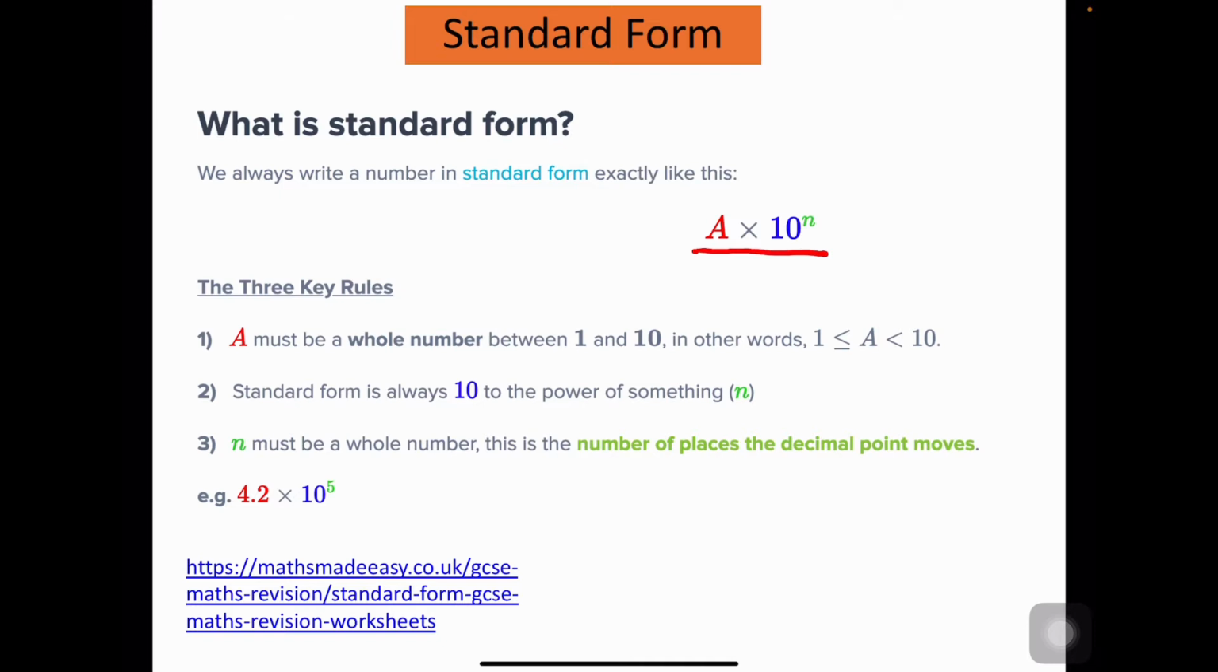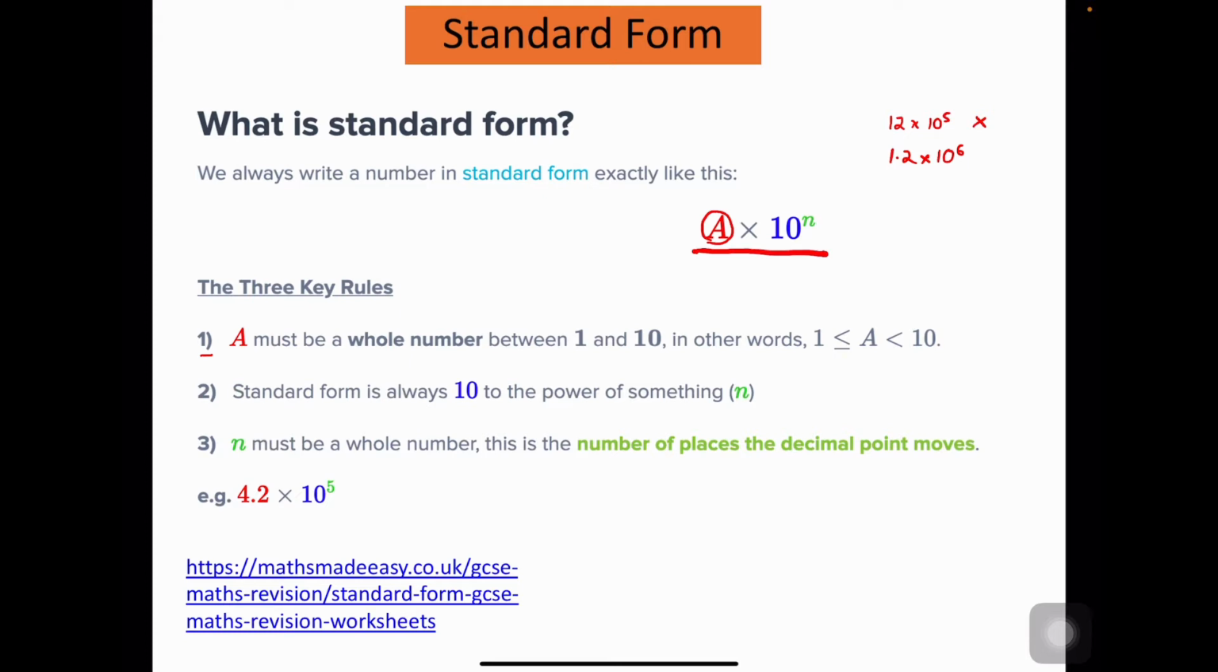This value here must be between 1 and 10. That's a big misconception where people will think values such as this one are in standard form. No, this is not standard form. It would have to be 1.2 multiplied by 10 to the power of 6. So we talked about the first rule. Standard form is always 10 to the power of something.